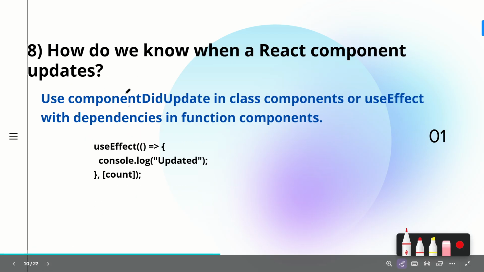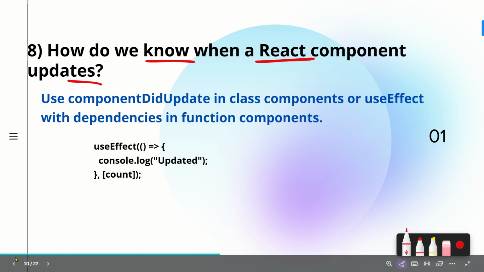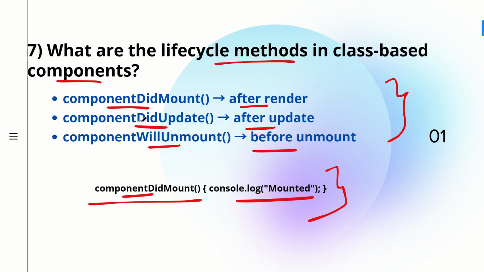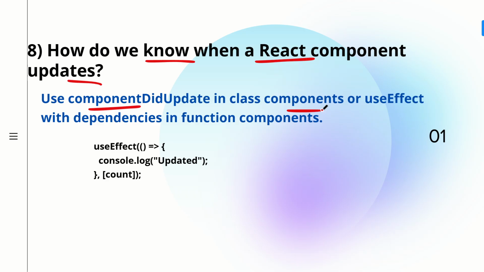Our eighth question is, how do we know when a React component updates? Like in the previous slide we have seen that whenever your component is mounting, you write this. So if you want to see an update, which life cycle method will you use? You will use componentDidUpdate. After using this, you will be able to see that your component has updated. So we have to make use of componentDidUpdate in class components, or we have to make use of the dependencies in useEffect which are available to us in functional components.